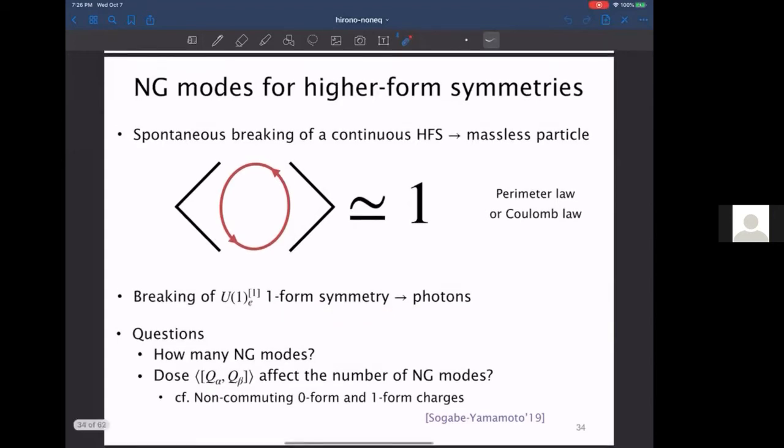And then the immediate question is how many physical Nambu-Goldstone modes we want to get when higher form symmetries are broken. And another question is, is there any role of the charge commutator in counting the number of the energy modes? Because there has been some study where some non-commuting zero form and one form charges lead to the reduction of the massless modes. So it may also be playing some role in counting the number of the massless modes.